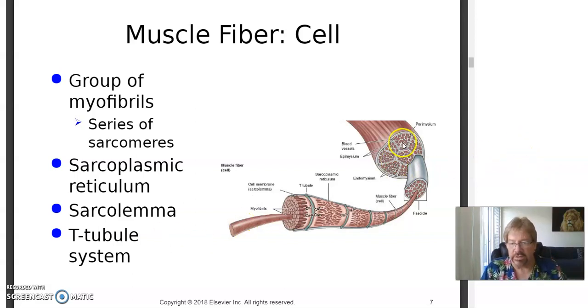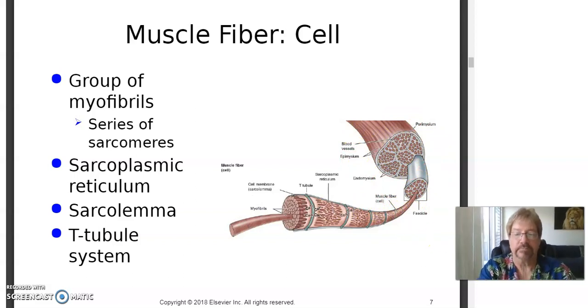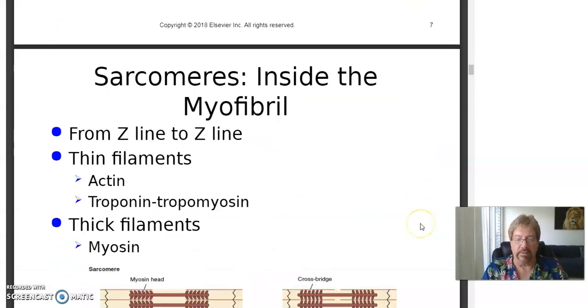Here we can see the little tiny fascicles, and they're bundled together to make a larger fascicle, and then larger fascicles are bundled together to make a whole muscle. So, is it complex? Oh yeah, very complex. Of course, you could say the same thing about almost anything in the body.